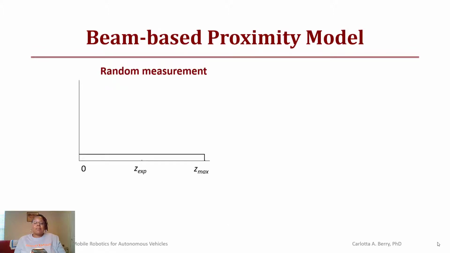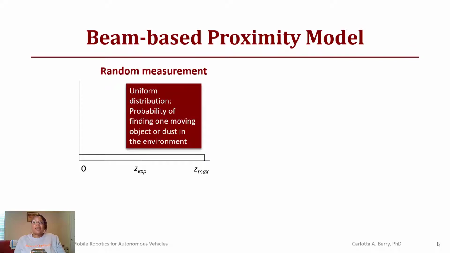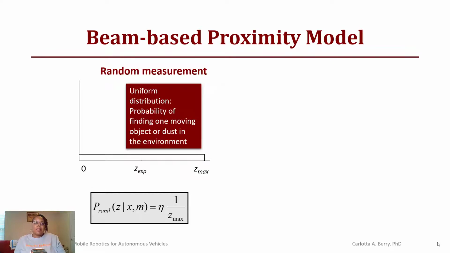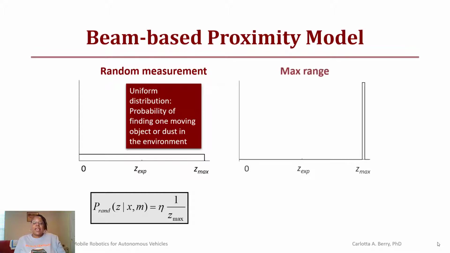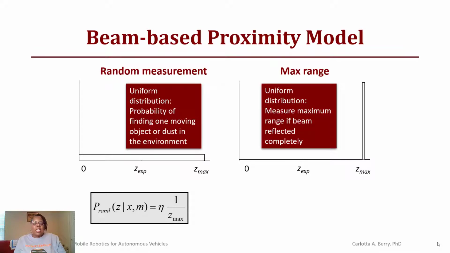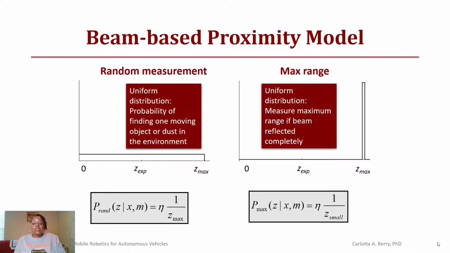For the beam-based proximity model, for any random measurement in the environment, that one has a uniform distribution where the probability of finding one moving object or dust or anything in the environment has the same probability. So that's the probability of a random value of a measurement z given x and m is just eta times 1 over z max. And our final one is our max range. So this would be like a sonar that has specular reflection or that goes off into hitting a large value and coming back, whether one exists or not. And so that's basically also a uniform distribution of just the probability of getting the maximum range value for the sensor. So it is eta times 1 over z small.